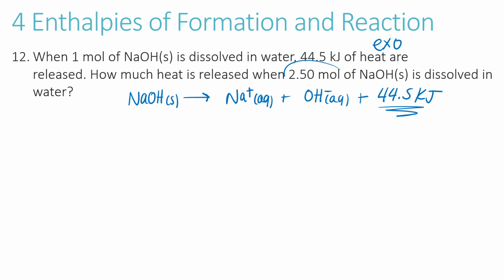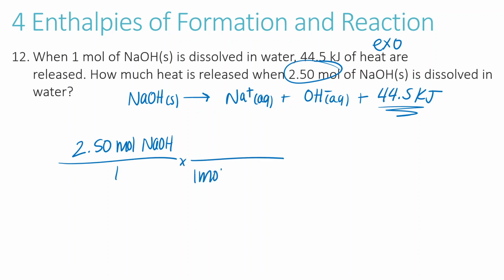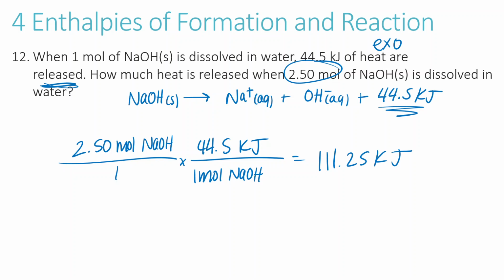I don't have 1 mole, I have 2.50 moles. So starting with my 2.50 moles of NaOH over 1, I know that for every 1 mole of NaOH, I'm going to release 44.5 kilojoules of energy. When I solve here, I'm going to get this answer. Now it's important to note that this is exo and that energy is released. So I'm going to put a negative sign in front of my energy per mole, which means my answer is also going to have a negative sign.